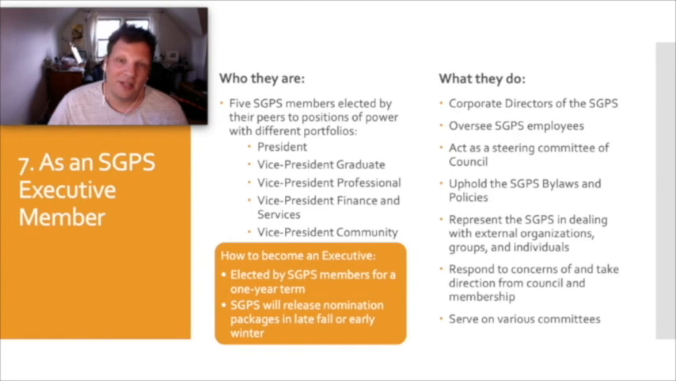If you want to become an executive, nomination packages with more information are again released in late fall or early winter. And whereas senators and trustees are elected for a 2-year term, executives are elected for a 1-year term. So that's a brief overview of different ways you can get involved in student governance at SGPS.